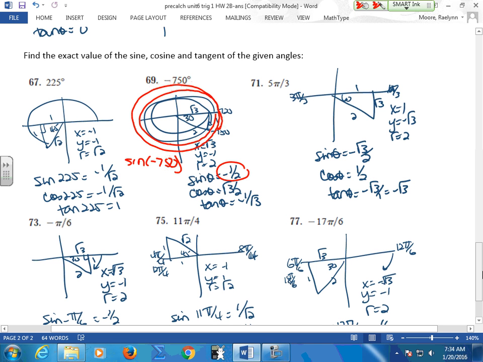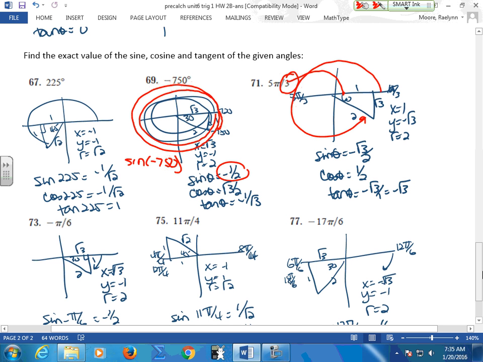Okay, 5 pi over 3. We said this is 3 pi over 3. This is 6 pi over 3. So as we come around, 5 pi is 1 short of 6 pi. Again, there's your special right triangle. 3 goes into 180, 60 times.